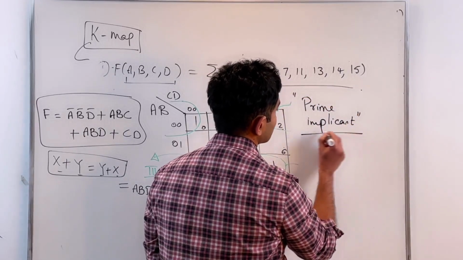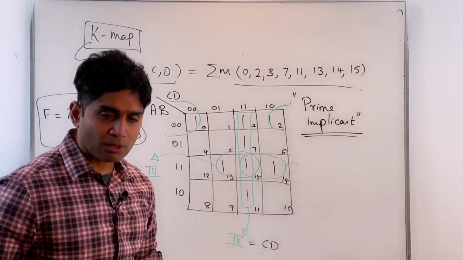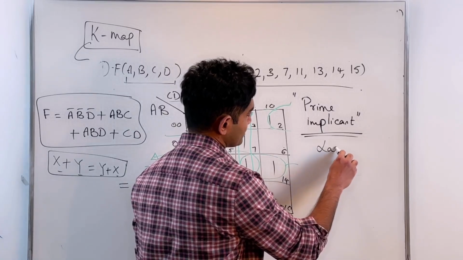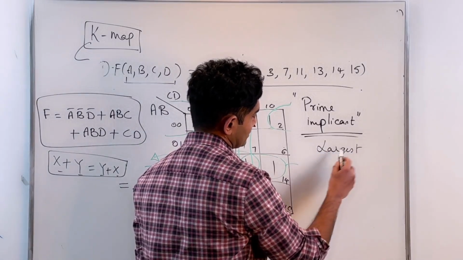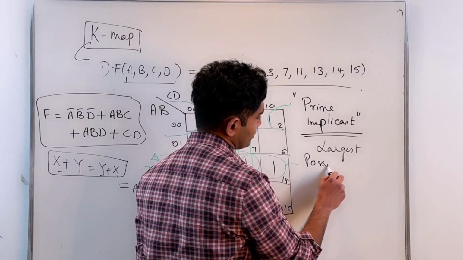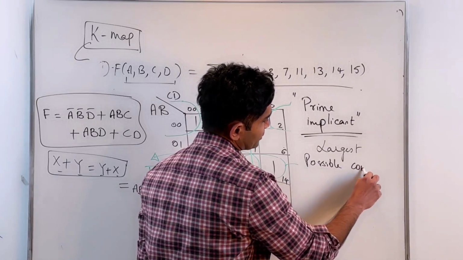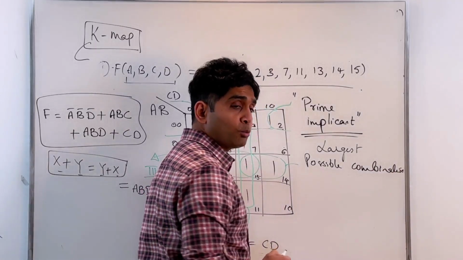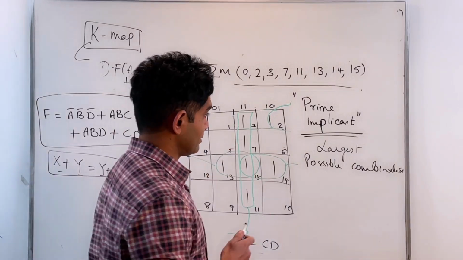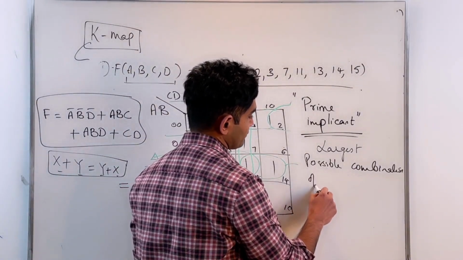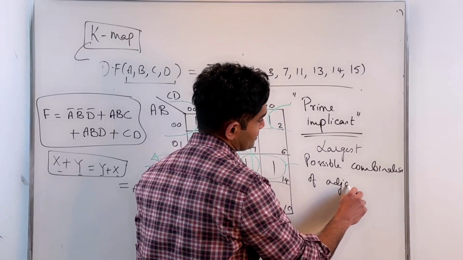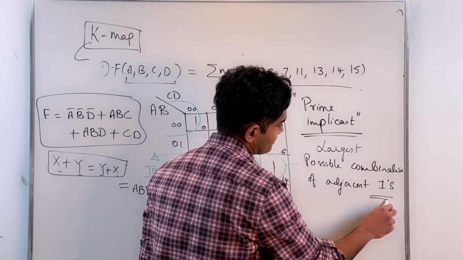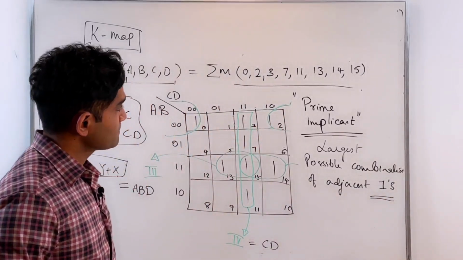The prime implicant would correspond to the largest possible combination of adjacent ones. Of course, this has to be in terms of 2 power n combinations, 2 power n, okay? Combination of adjacent ones. That's your prime implicant.